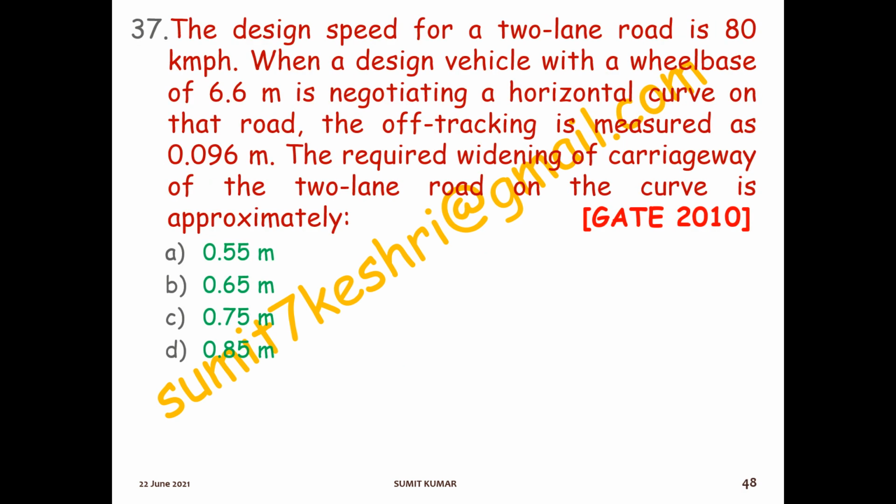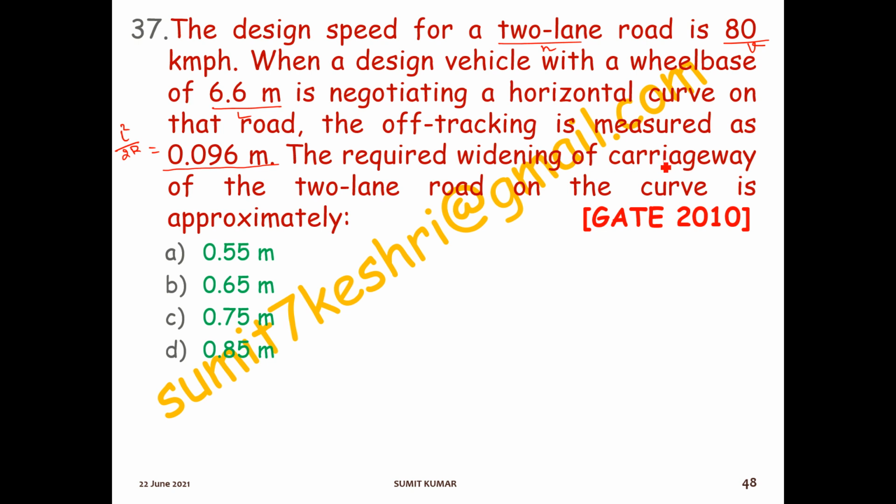Now read question number 37. The design speed for a two-lane road is 80 kilometer per hour, that is velocity is given. Two-lane, so N is 2. When a design vehicle with a wheelbase of 6.6 meter, meaning L is given, is negotiating a horizontal curve, the off tracking is measured as 0.096. In the previous slide we saw the off tracking is L square by 2R, and its value is 0.096.